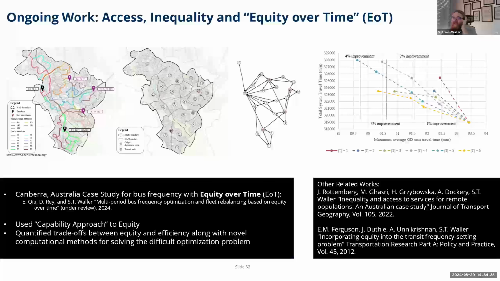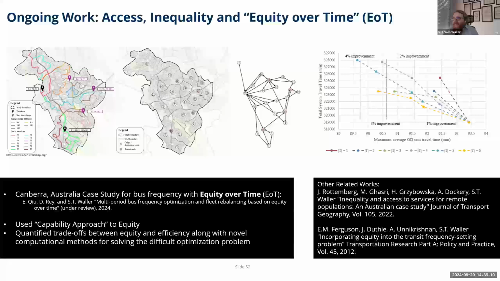So this is just one snapshot of some ongoing work where we're looking at access inequality, and in particular, this concept of equity over time. That's the citation on the left. It's currently under review, but we're using a case study in Canberra, Australia, looking at bus frequency across different segments of the population, but in particular, acknowledging that we may not have enough resources to make it fair for any one point in time.